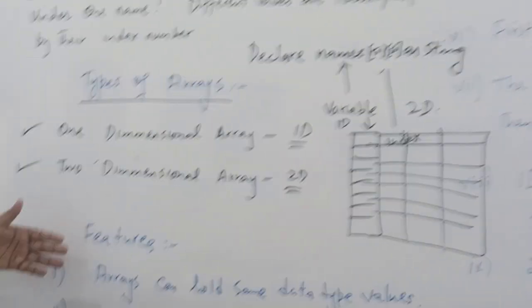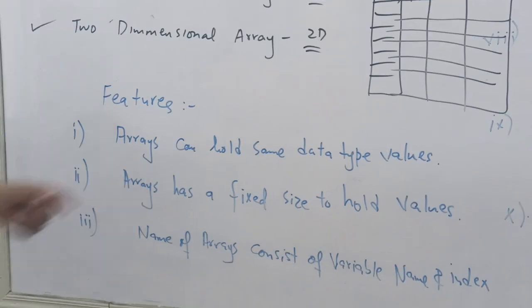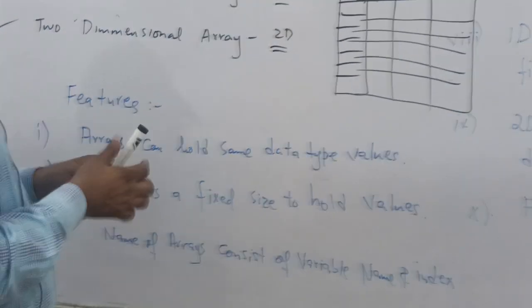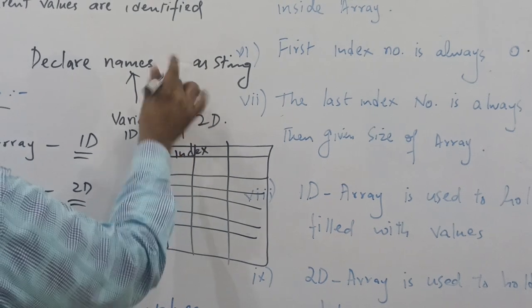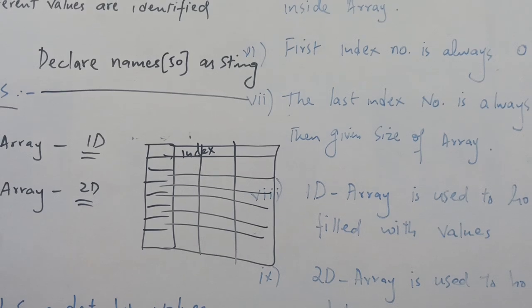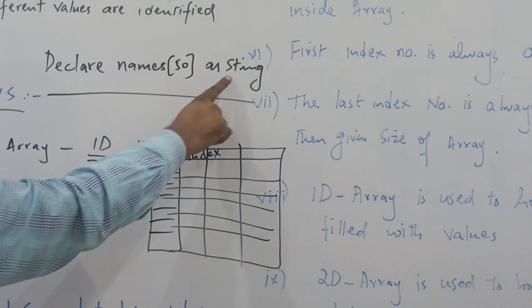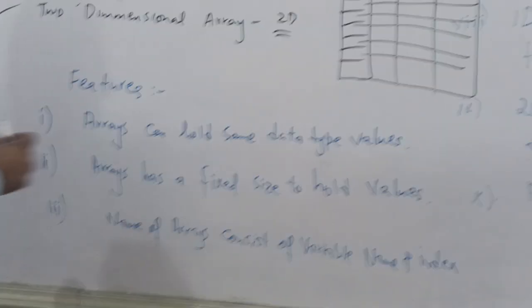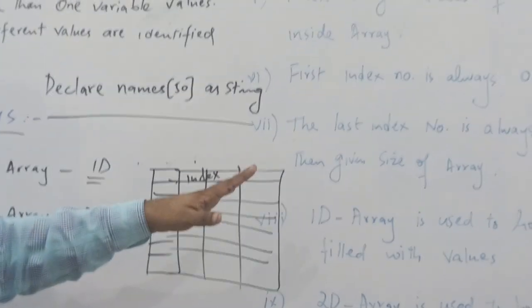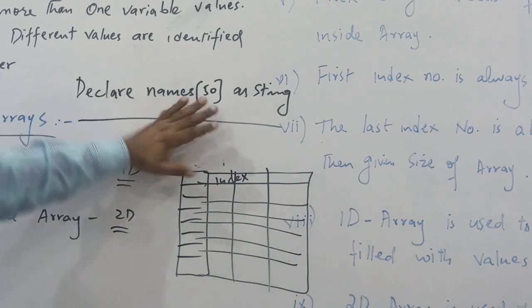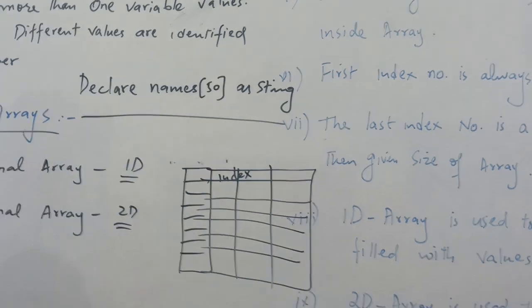Now let's come to the features of arrays. Arrays can hold same data type values. If you come to the previous examples, you will see over here, I mentioned 50. This line has 50 names and all the names are of the data type string. That is what this point says, that arrays can hold same data type values. They will all be names. It is not possible that there are 25 roll numbers and 25 names. All of them will be names and their type will be string.